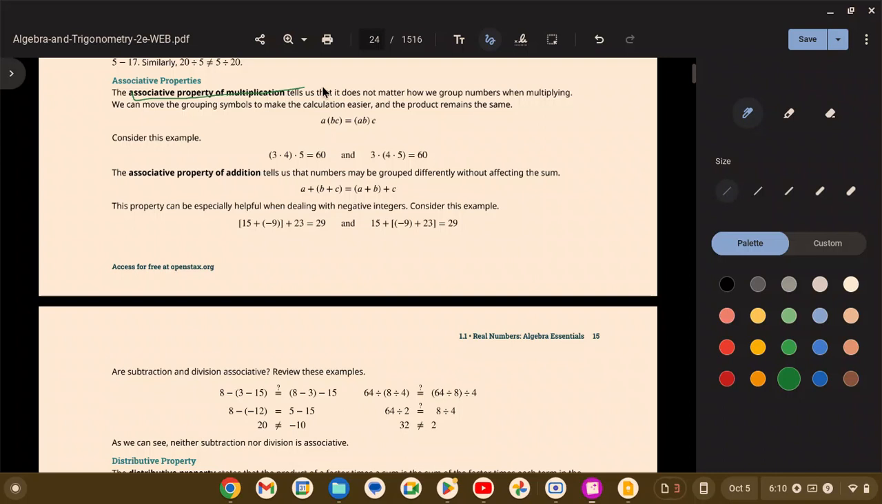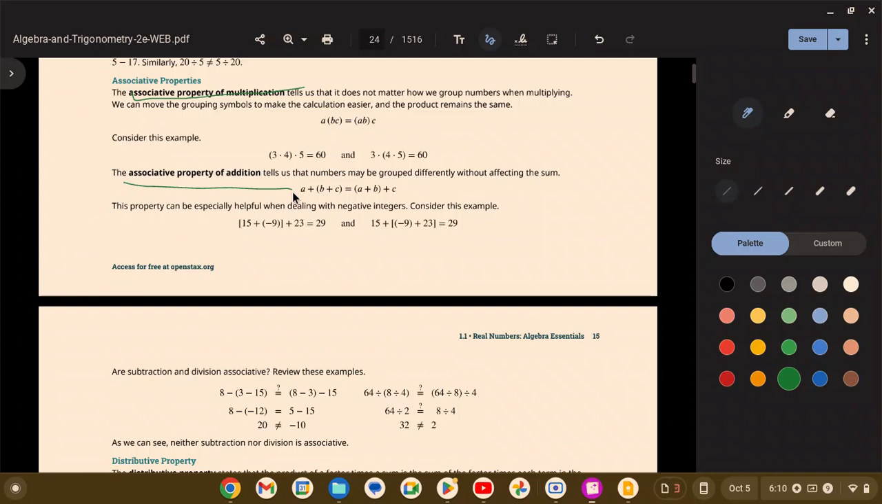The associative property of addition does the same thing. It tells us that numbers may be grouped differently without affecting the sum. A plus, in brackets, b plus c equals, in brackets, a plus b, plus c. This property can be especially helpful when dealing with negative integers. Consider this example. 15 plus negative 9 plus 23.